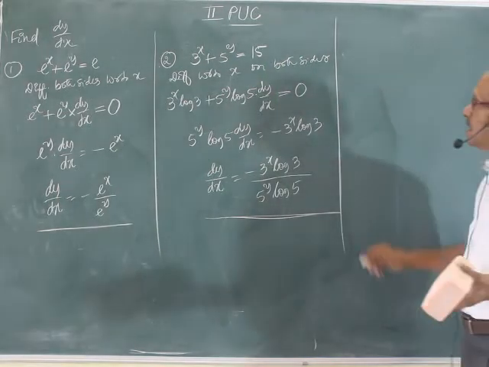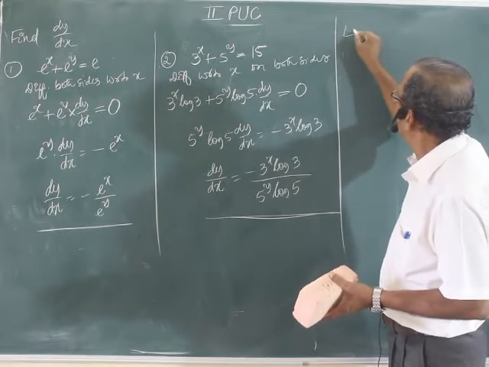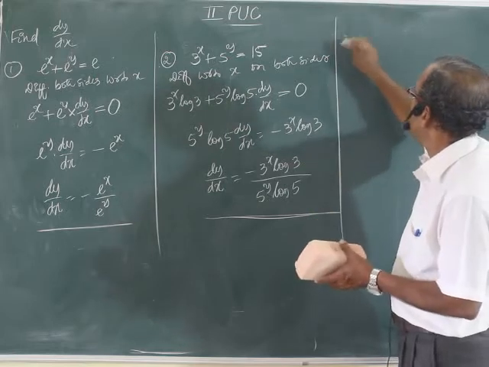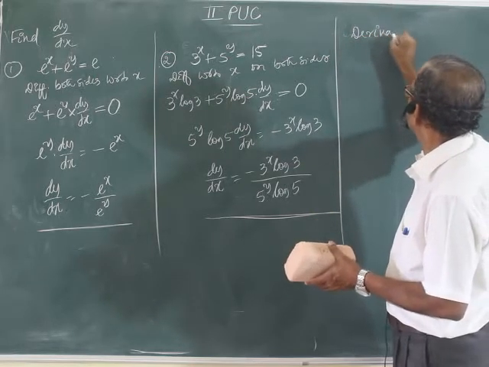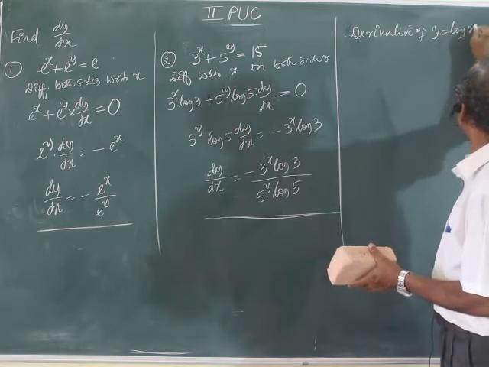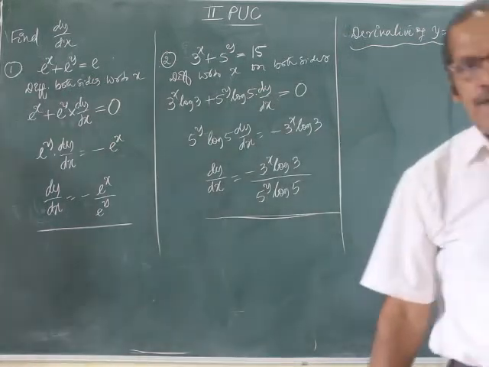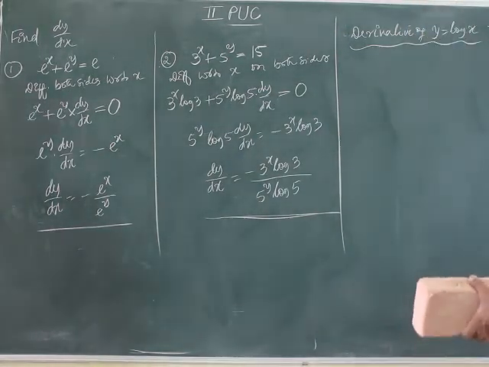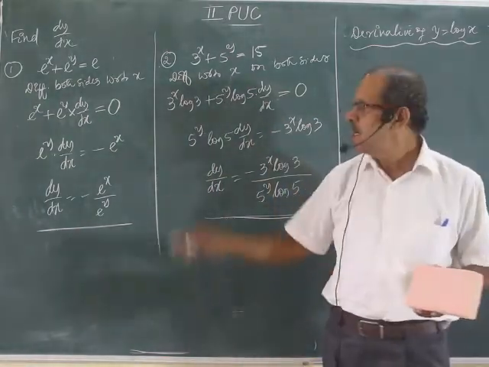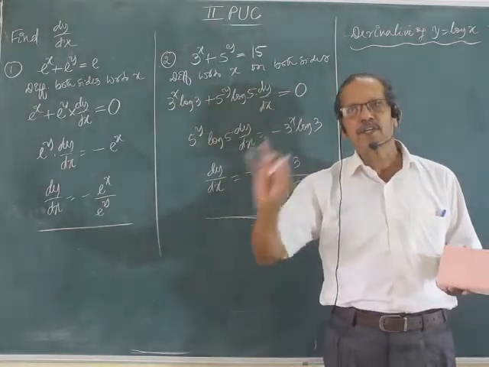Next comes, after this, the derivative of the function log x. Derivative of y equal to log x function. One more formula we are going to derive. Derivative of y equal to e to the power x is e to the power x. Derivative of y equal to a to the power x is a to the power x into log e.